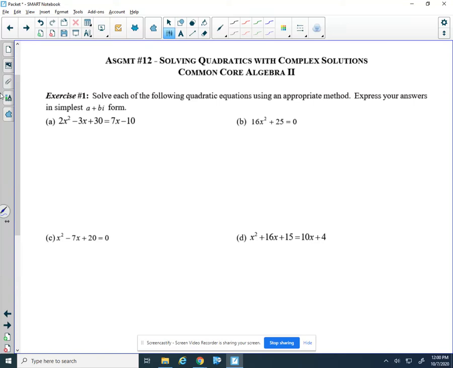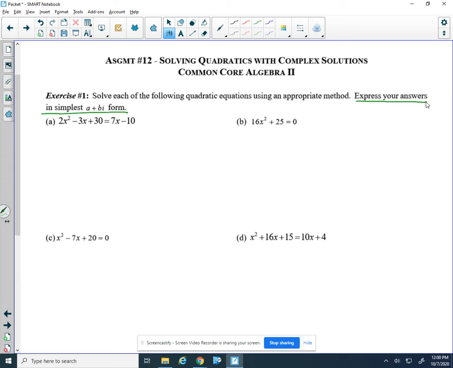So we're going to continue to work with the quadratic formula, and we're going to be working with quadratics that could have complex solutions. So it says solve each of the following quadratic equations using an appropriate method. Express your answers in simplest a plus bi form. If you're solving a quadratic, it can be super confusing that they're talking about these complex numbers, but that's just a hint that you're not going to be able to factor.